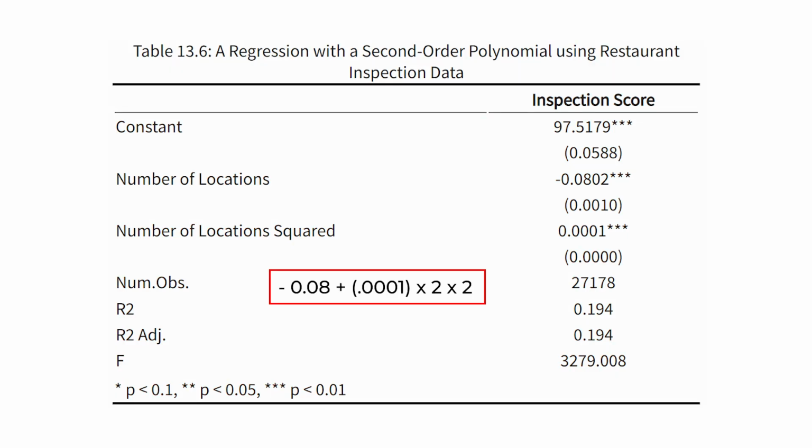So if I'm looking at the number of locations at 0 or 1, let's say, what's the effect of going from 1 location to 2? Well, that would be negative 0.08 plus 0.0001 times 2 times 2, which is a much smaller number. So you can see the effect of x on y definitely varies across the range of the x-axis, as it should. That's what a curved relationship is trying to tell us, that the effect is going to be different at different values on the x-axis.